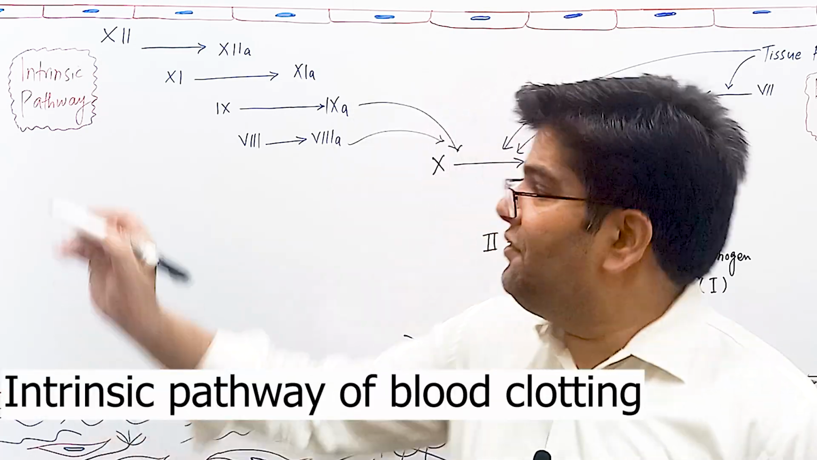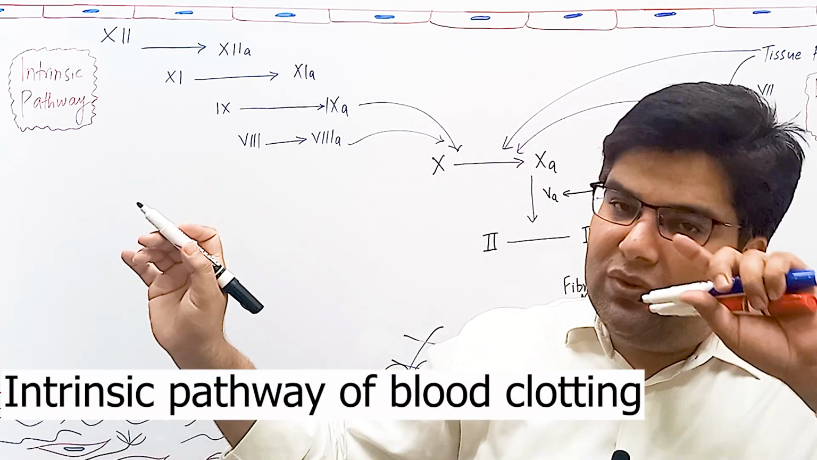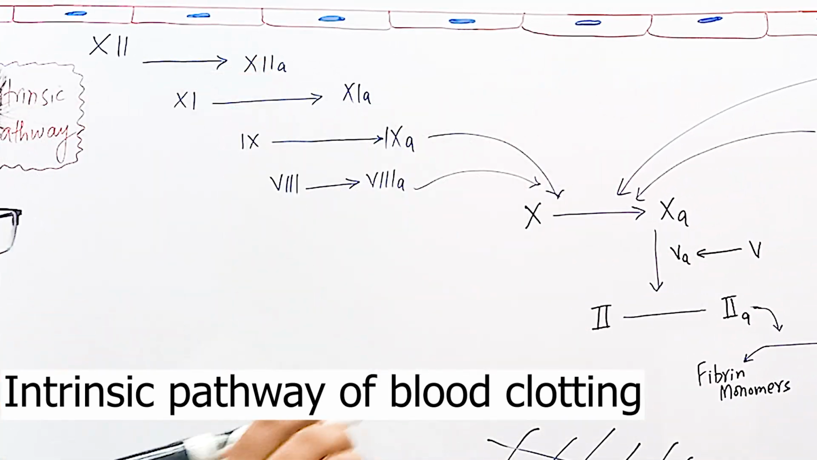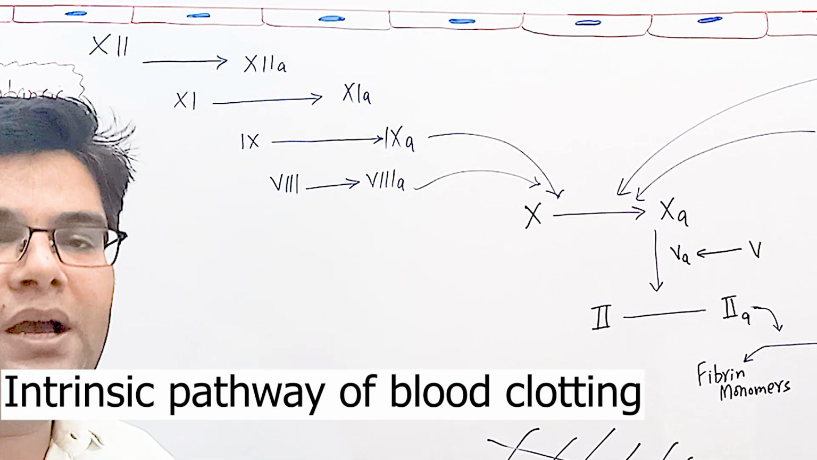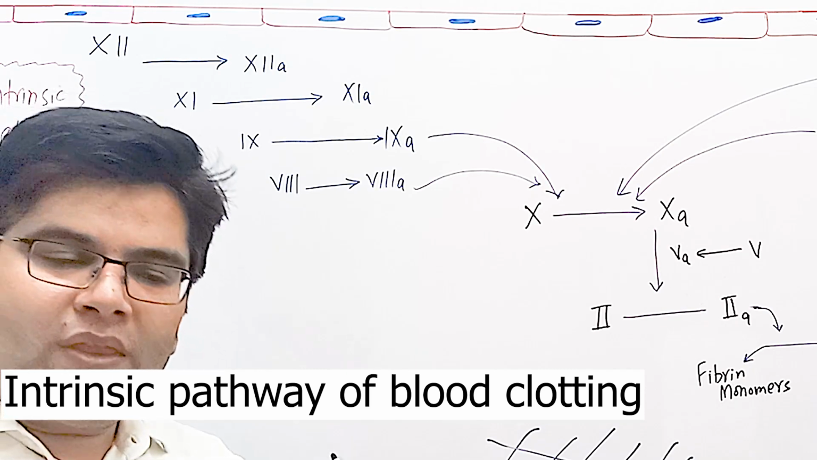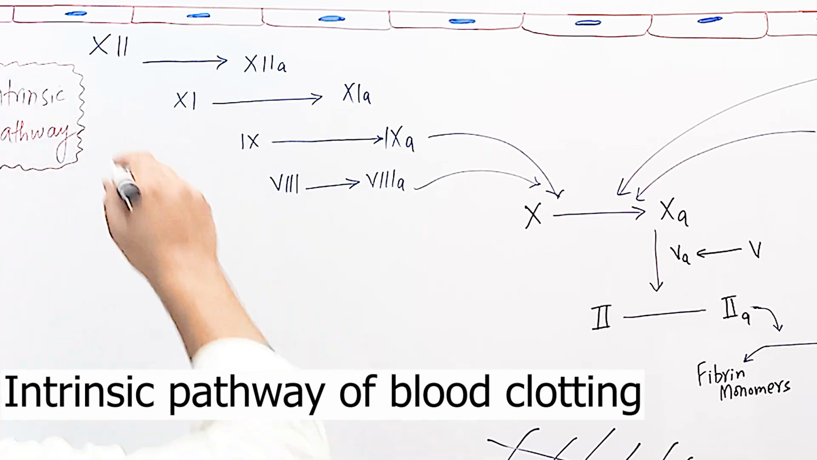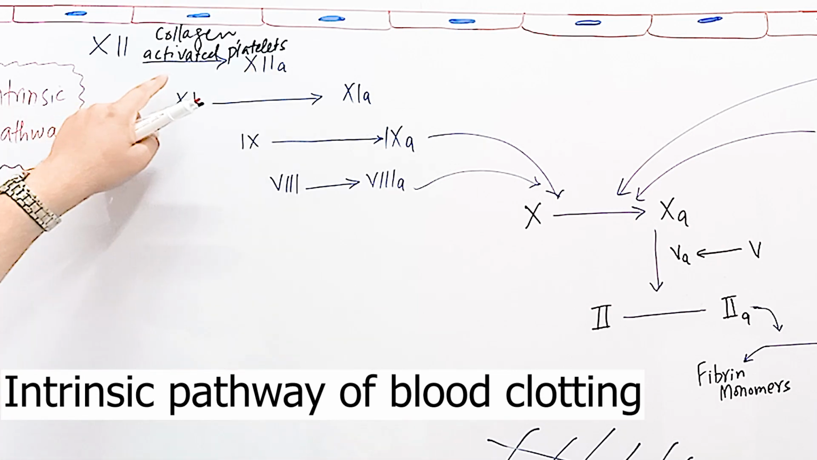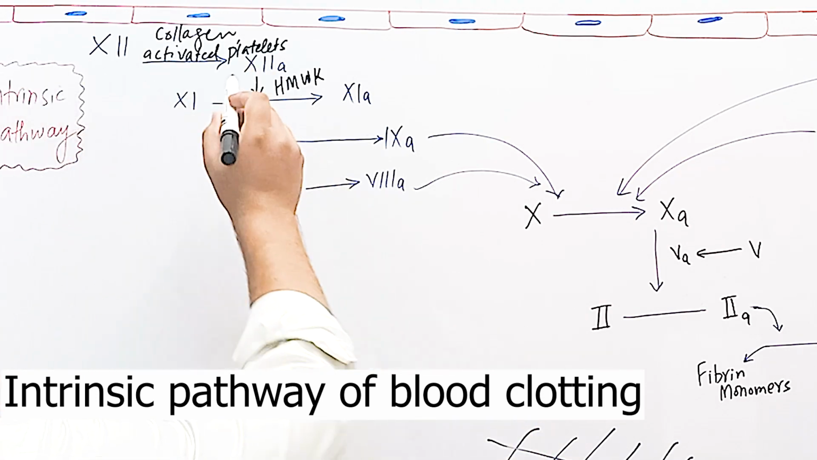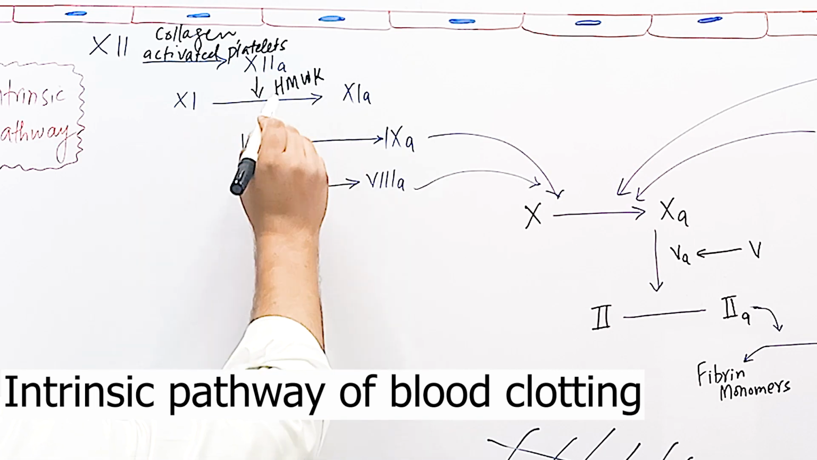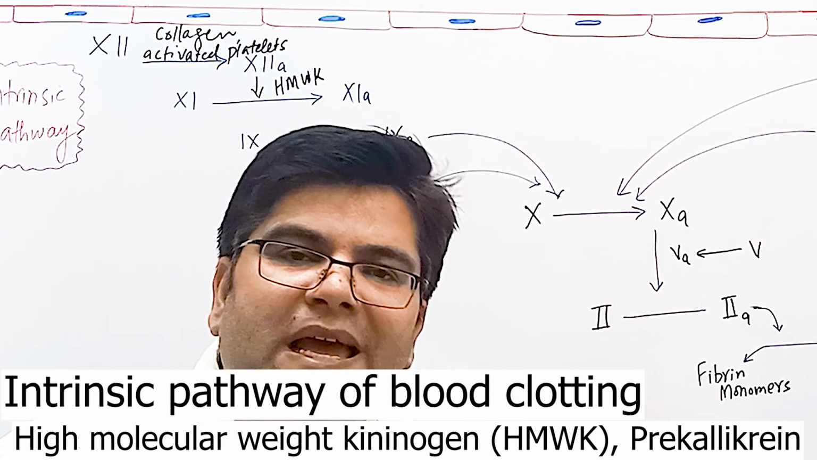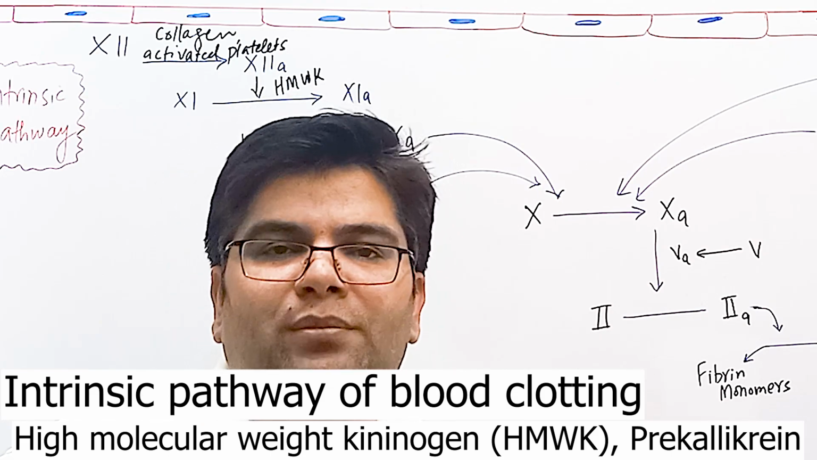So let's talk about the intrinsic pathway first. In this pathway, the first factor which is activated is clotting factor number 12. This is activated when there is trauma to the blood, or when blood is there in the glass tube, or when blood comes in contact with collagen, and also by the action of activated platelets. This activated factor number 12 will activate factor number 11 in the presence of high molecular weight kininogen and also prekallikrein, which are released during inflammation.